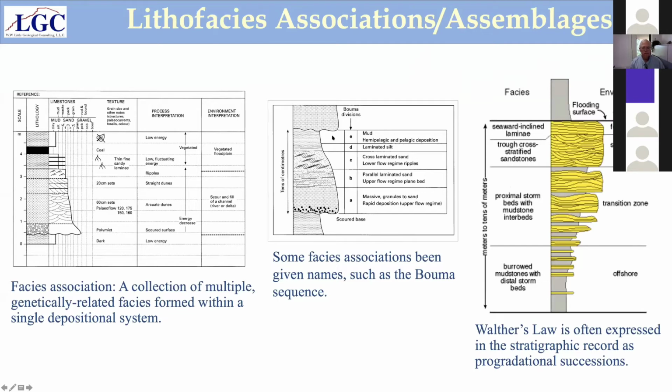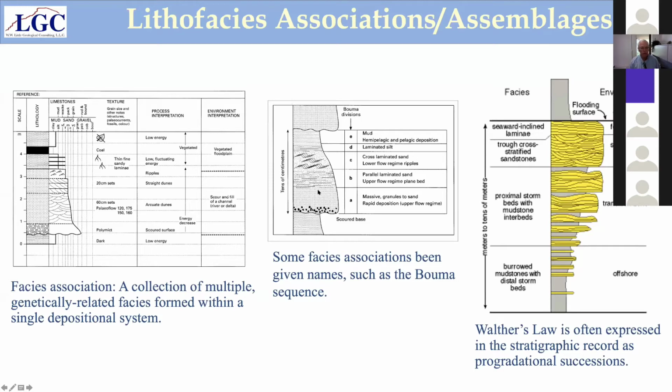A facies association is where we have a group of facies that are genetically related, that is, they're part of the same depositional system. A very common facies association that we talked about a little bit yesterday is the Bouma sequence: an erosional base overlain by structureless sand, might be a little bit of gravel at the bottom, parallel laminated sand, ripple bedded sand, and then fine-grained deposits at the top. Okay, we see that pattern over and over and over again.